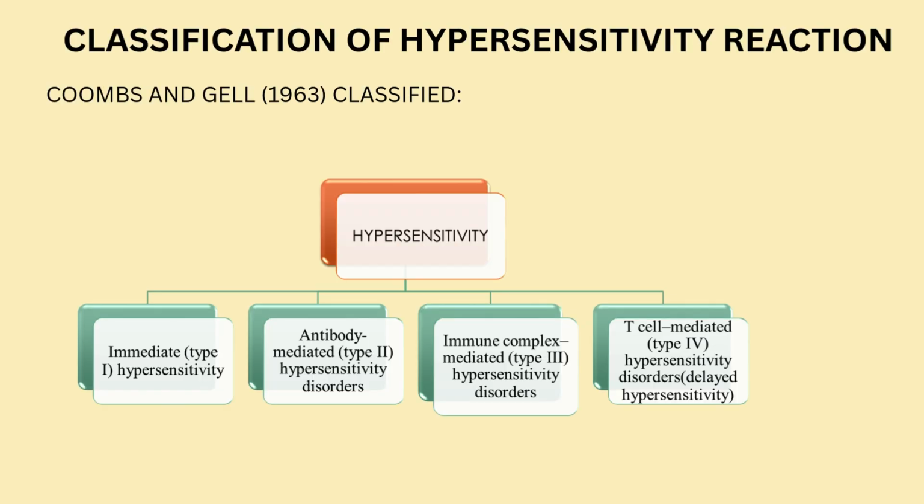Now that we are going to talk about hypersensitivity reaction in detail, let's learn the classification first. So Coombs and Gell in 1963 classified hypersensitivity into 4 types. First is the immediate hypersensitivity reaction, which is a medical emergency. Second is antibody mediated hypersensitivity disorder, that is type 2. Type 3 is immune complex mediated hypersensitivity disorder, and type 4 is T cell mediated hypersensitivity disorder, that is also known as delayed hypersensitivity. So let's start learning this in detail.